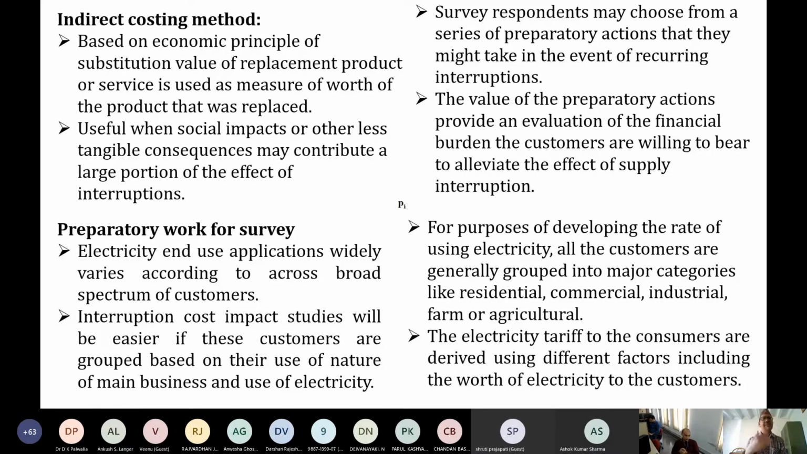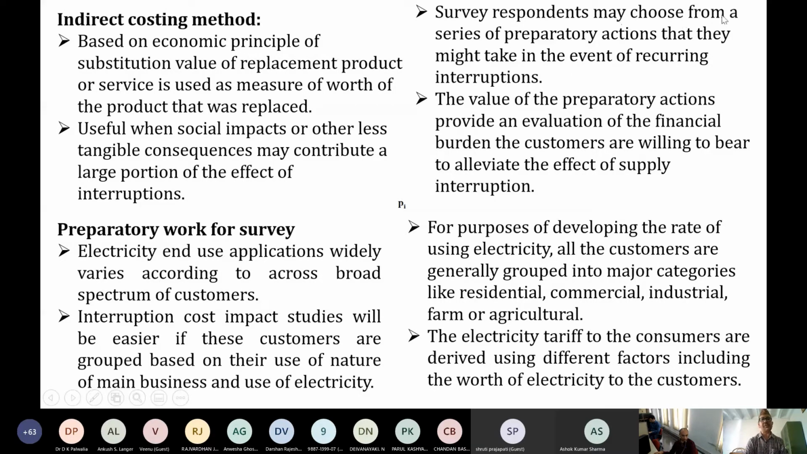So you as the surveying entity have to provide that information to the customers. Then from there they will take what they feel is right, whether they are having electricity from an alternate source or whether they are capable of keeping a standby diesel generator. It is their option. So they will tick that option and you will find out what cost they have chosen. This is useful when social impacts or other less tangible consequences may contribute a large portion of the effect of interruptions.